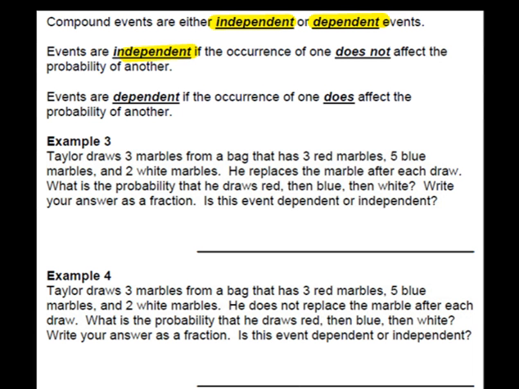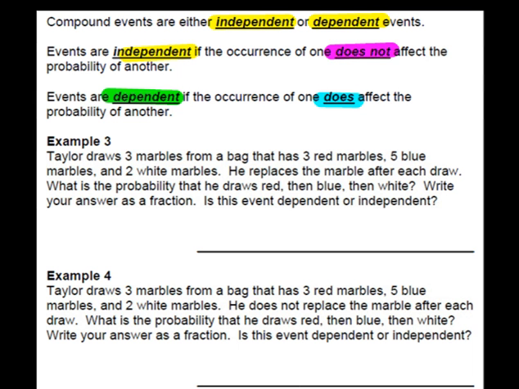If whatever happens the first time does not, well, that's kind of key right there, does not affect the outcome of another. Now, dependent event, if our first thing happens and it does change the outcome of the second one, that is dependent.